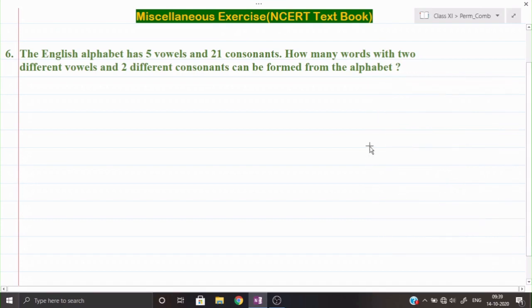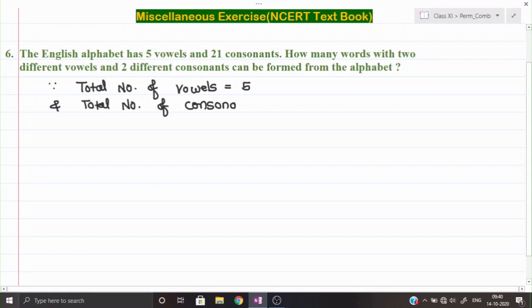Okay, now let us see first what we have been given. Since the total number of vowels is equal to 5, and the total number of consonants that is available with us is equal to 21.